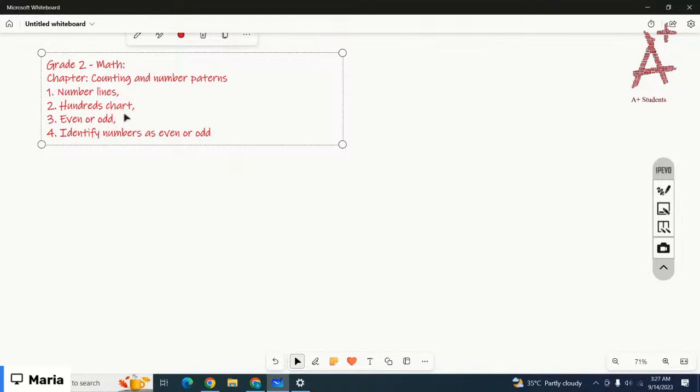Okay, so what are the even numbers? Let me just write them down on the board, right? Even numbers are those numbers that can be divided into two equal parts.